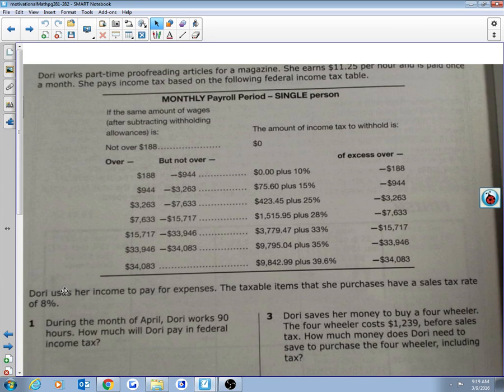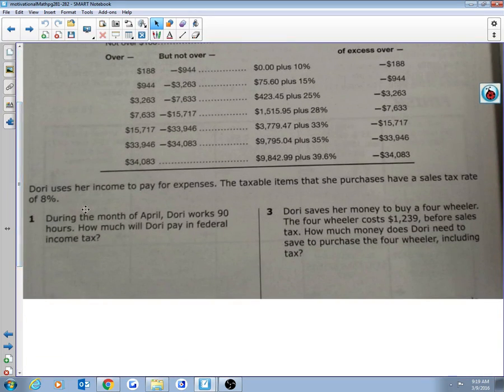So it says Dory uses her income to pay for expenses. The taxable items that she purchases have a sales tax rate of 8%. Okay, so it's a little lower than in Texas. Texas is 8.25%. During the month of April, Dory works 90 hours. How much will Dory pay in federal income tax?